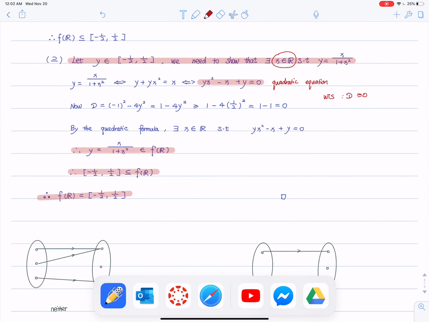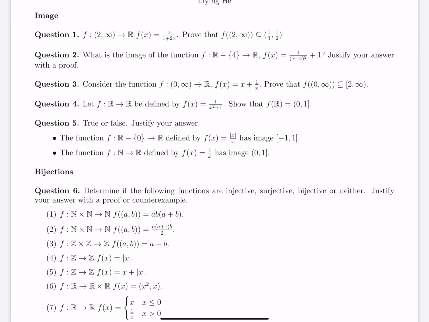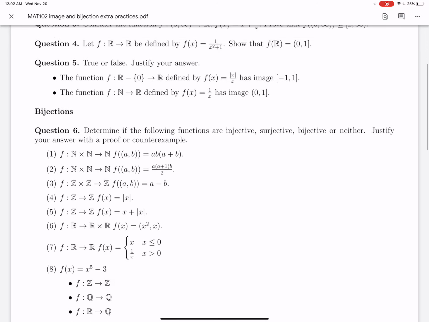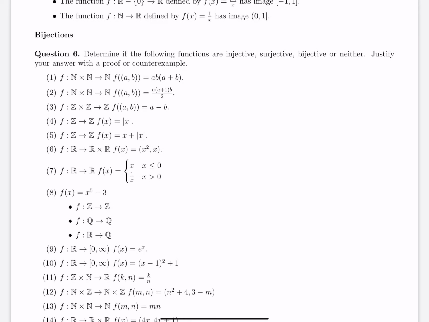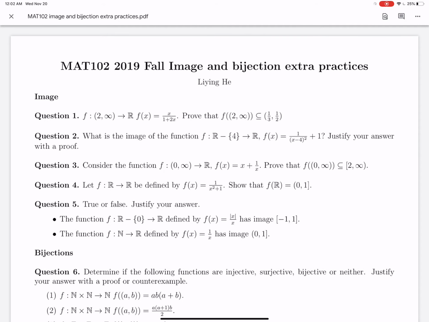I might send a partial solution for bijection questions. The proof is way too long, I don't want to write it, but I can provide you a partial solution to tell you if it's injective, surjective, bijective, or neither. That I can do. I might do that on Thursday before your quiz, like Thursday morning or something, because I want you to try them first. If you want a solution before that, feel free to email me.